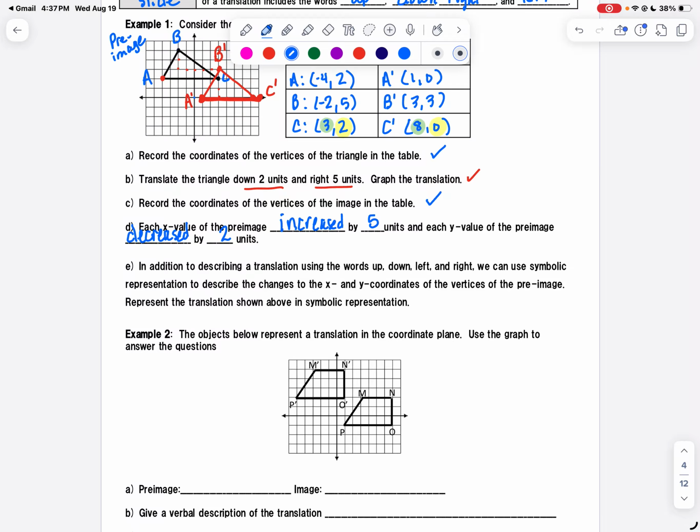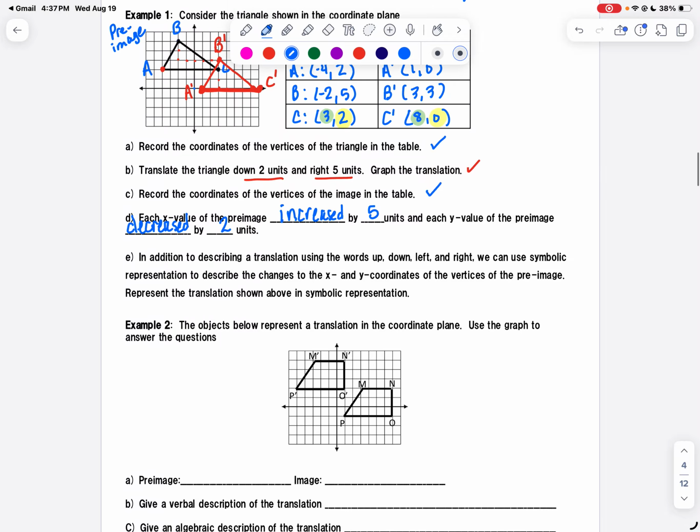So in part E, it says, in addition to describing a translation using the words up, down, left, and right, we can use symbolic representation to describe the changes to the x and y coordinate of the vertices of the pre-image.